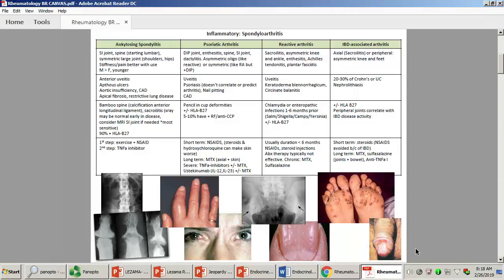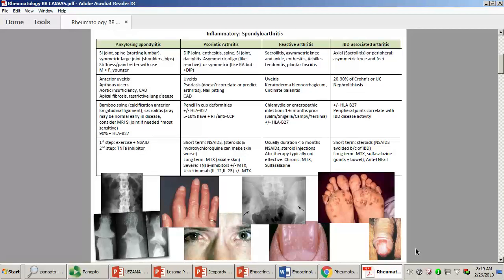I already had somebody shout out bamboo spine, which is very classic for ankylosing spondylitis. The SI joint is the main arthritic feature you see. It's low back pain, very classically described in a young male, usually in his 20s, with a lot of low back pain that gets better with exercise as well as hot showers. Those are very classic features. It will also have large joint, shoulder, and hip pain. It's usually symmetric. The stiffness gets better with use, and it's more commonly seen in men.